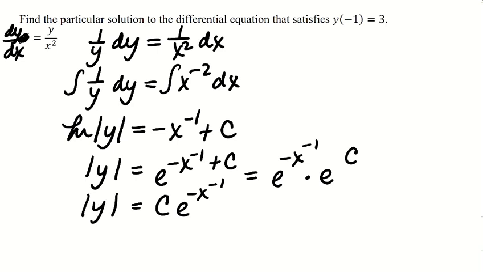Now, if I'm going from absolute value of y to just y, how do I account for that on the other side? Do y'all remember from pre-cal? We did this just a little bit. Yes, yeah, you use a plus or minus.